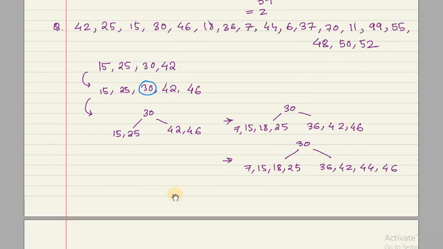Then we keep on adding some elements. After 46 we add 18, 36, and 7. 18 is added here, 36 is added here, and 7 is added here. 44 is added later. So we have added up to 7 here.